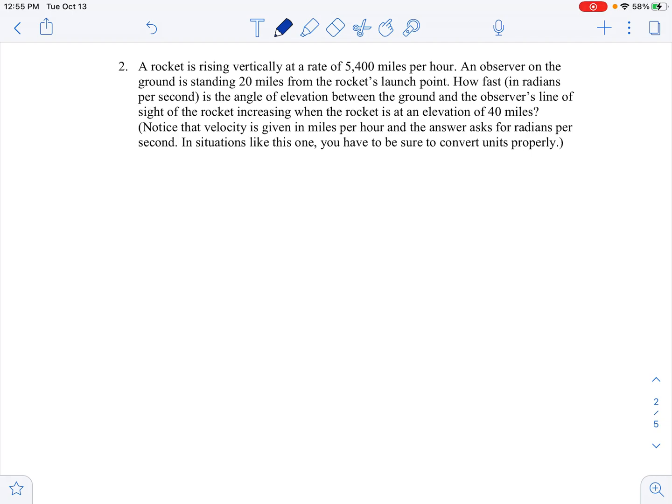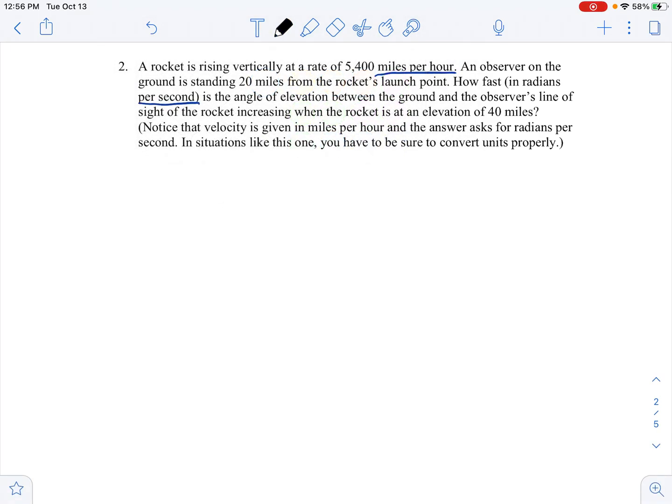One thing to notice is that the velocity of the rocket is given in miles per hour, and what we want to know is how fast in radians per second the angle is changing. So we are going to do a little bit of conversion from hours to seconds here. If we're relating something in miles per hour to radians per second, the important thing is that the time units are the same.